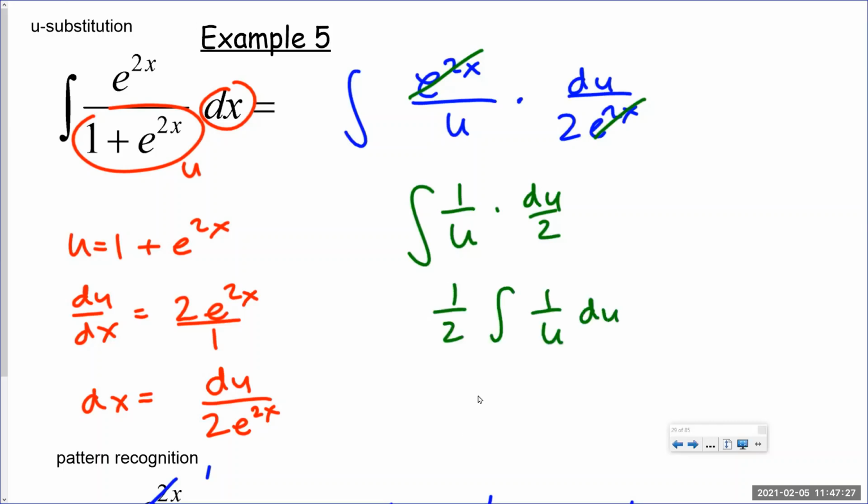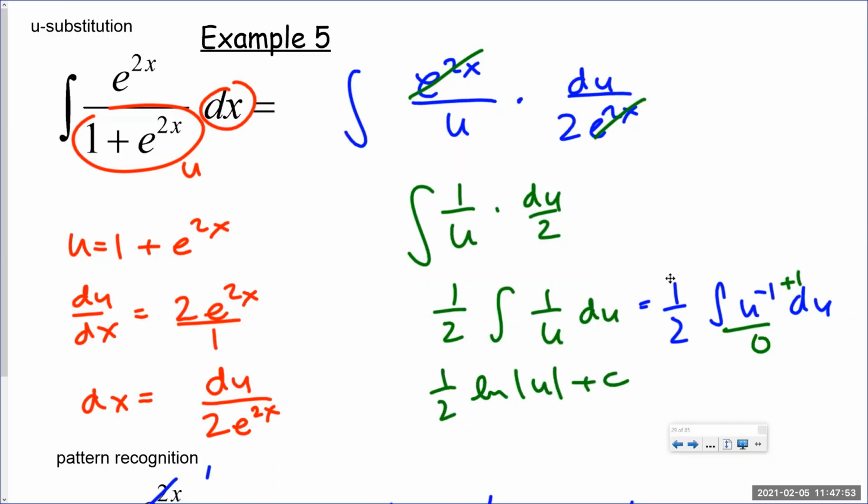Pull out the 1/2. Is this an easy antiderivative or something on my formula sheet? It is. What is it? Well, let's pull it up. This would be 1/2 the integral of u to the negative 1, right? Add 1, divide by... ding, ding, ding. Did you hear the ln bell? Okay, so what is the integral of 1 over u du? Ln of u plus c, and that is a great answer.